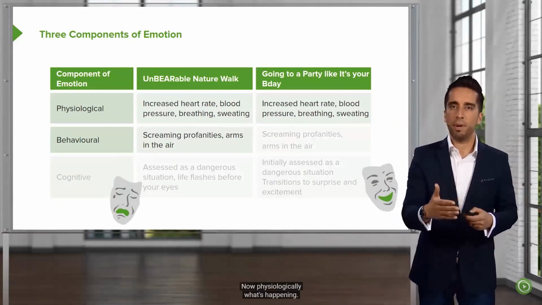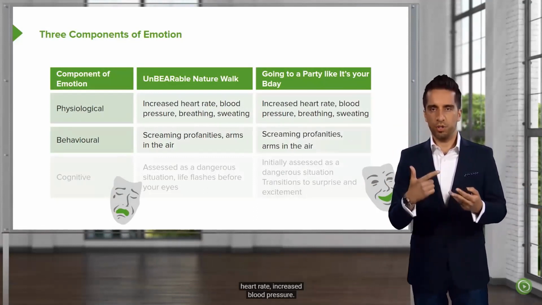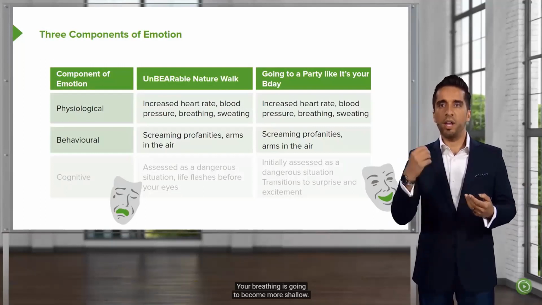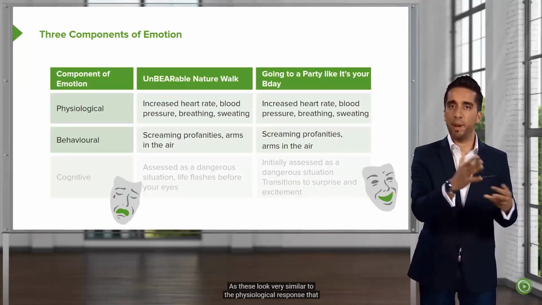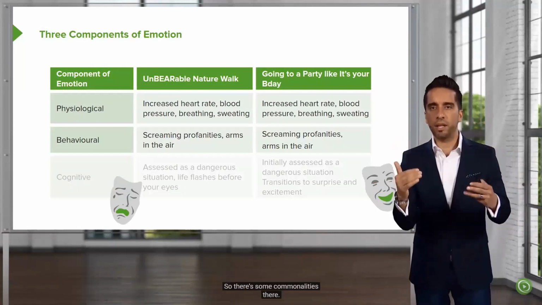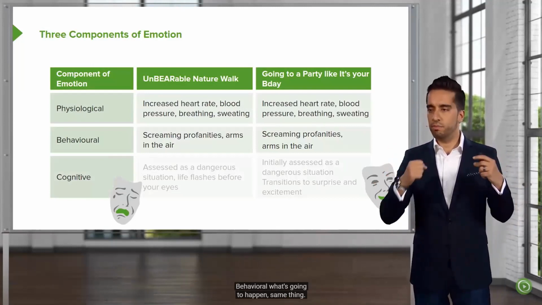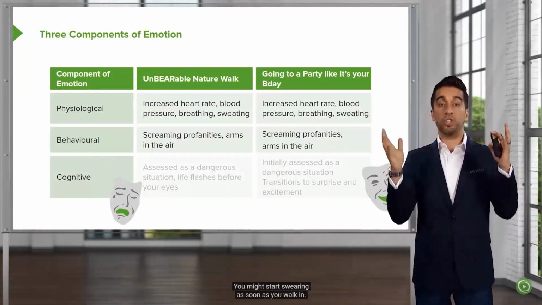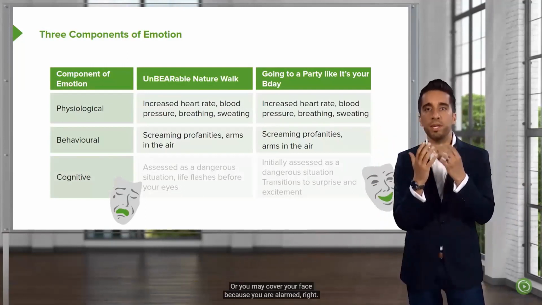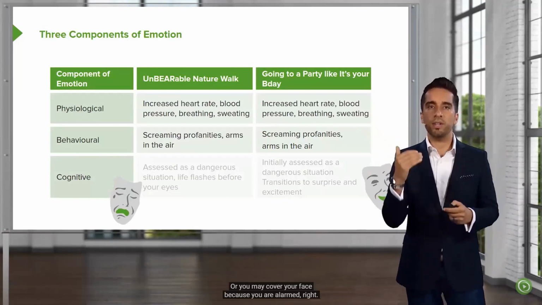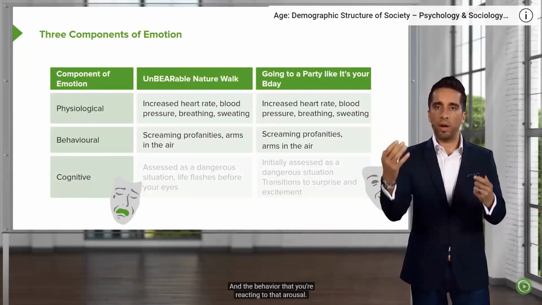Now, physiologically, what's happening? Well, the first thing that's going to happen is increased heart rate, increased blood pressure. Your breathing is going to become more shallow and you have sweating. Now, these look very similar to the physiological response that you had at the bear attack. So there are some commonalities there. Behaviorally, what's going to happen? Same thing. You might start swearing as soon as you walk in. Holy shish kebabs. And you might also have your arms in the air. You might cover your face because you're alarmed, right? So that is some of that arousal that we talked about. And behaviorally, you're reacting to that arousal.